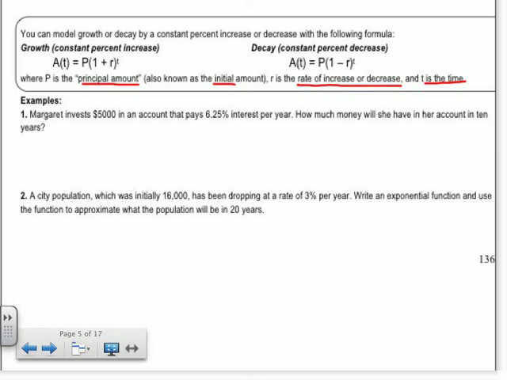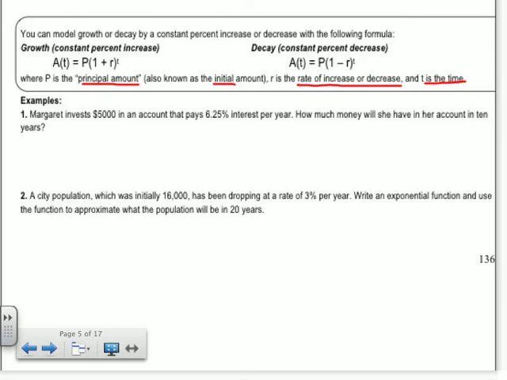But if I have decay, so let's say I have a population of bacteria, and this bacteria is dying off at a rate of 3%. Then you don't have 100% of what you had after a day. Instead, you have 97%. Does that make sense? You lost 3% of the population. So that's why you have 1 minus R in here. So see how that's 1 minus R there? So you'd have 0.97 in there. That's the only difference. They're exactly the same equation, just one is growth, one is decay.